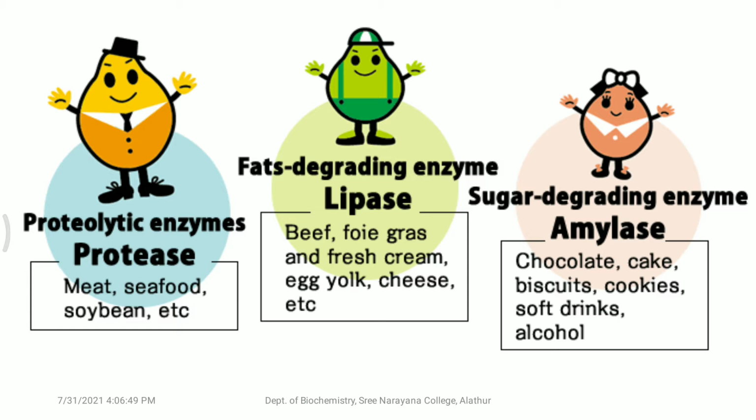And fat degrading enzymes, for example lipase, is used in beef and other types of food materials during their preparation and processing. Sugar degrading enzyme amylase is used during the manufacture of chocolate, cake, biscuits and other food materials and drinks.